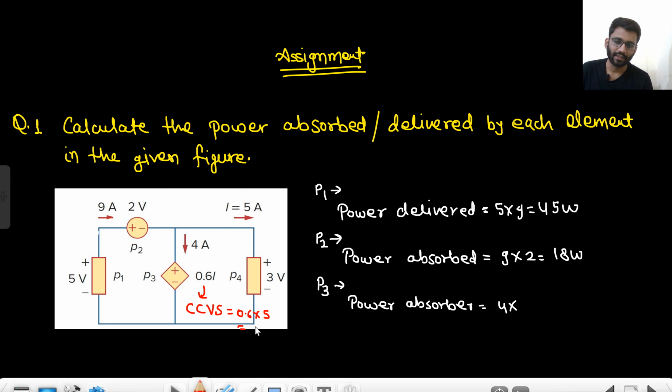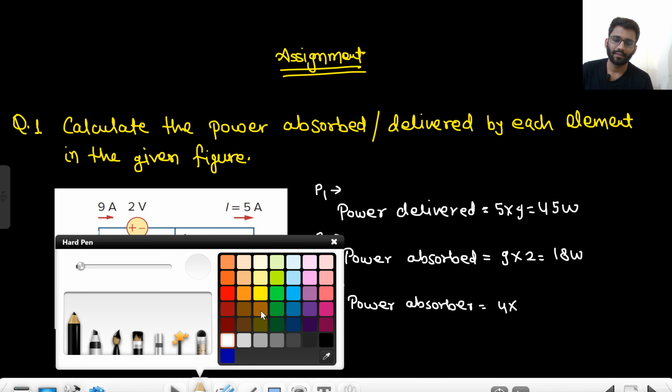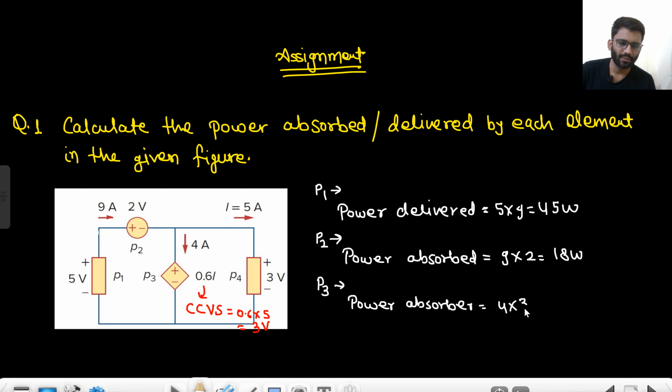That means it is 3 volt. This is a voltage source, right? So that is a current controlled voltage source. Value of I is 5, so this value becomes 0.6 into 5, that means it is 3 volt, right? So 4 into 3, that means 12 watt.